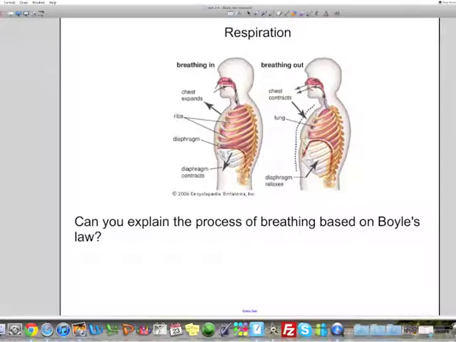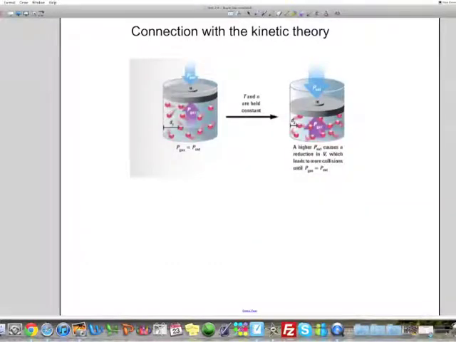Next application. We have here the connection to kinetic theory. So I was explaining before that when you lower the volume, you can see here they're pushing down a piece. So the container, it's like a syringe, right? The container can be smaller, it can be bigger. So in this case, if it becomes smaller, you can see that the gas particles are closer together, and therefore there's going to be much more collisions. And the more collisions we have, the more pressure is exerted on the walls of the container. So smaller volume, greater pressure.